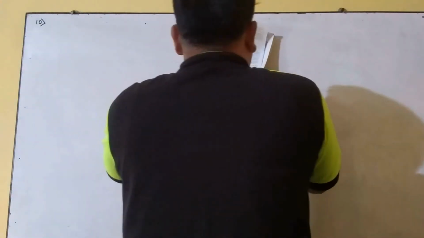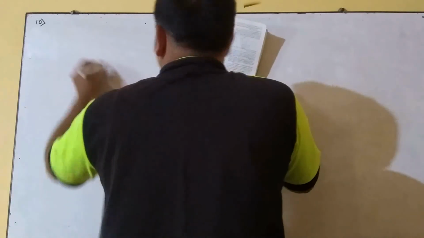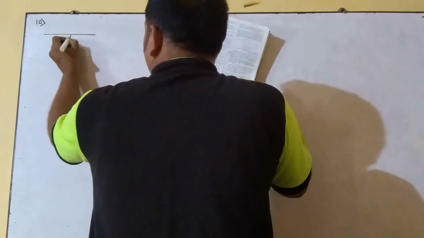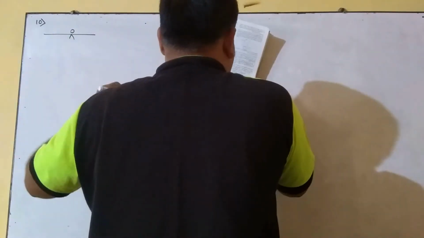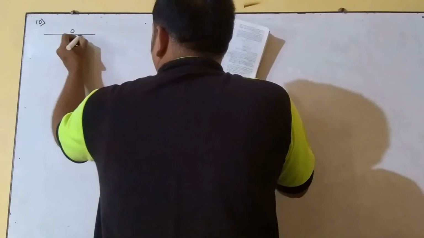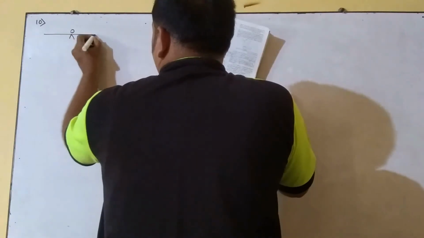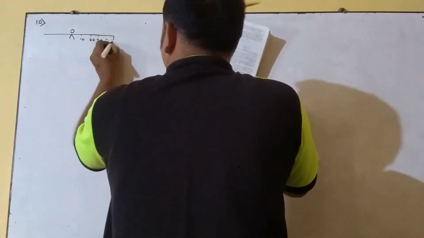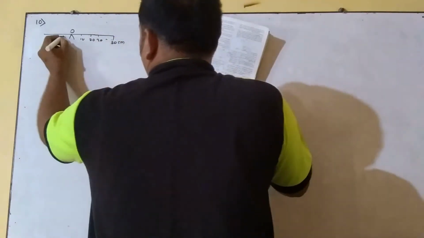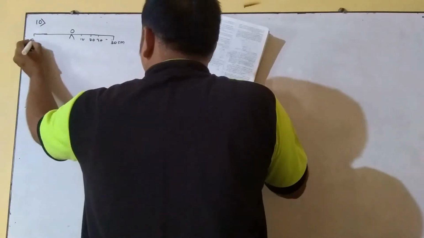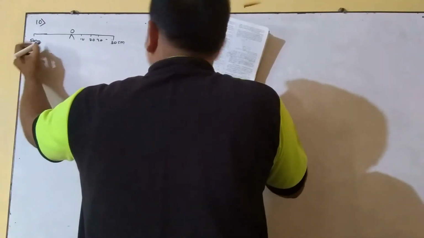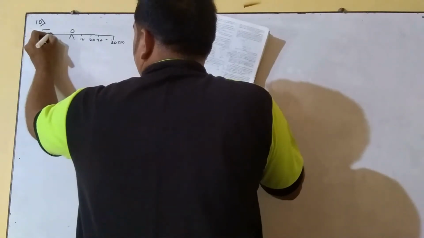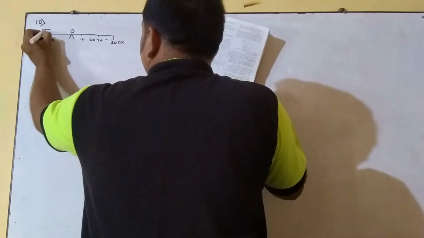The diagram is given. Fulcrum is at O. Then 10, 20, 30 and so on up to the 50 centimeter over here. This side also 50 centimeter. And the weight of 40 GF is kept at 40 centimeter. Here the weight of 40 GF.